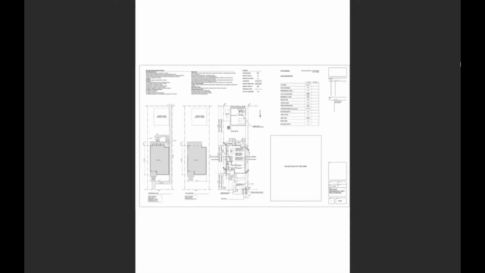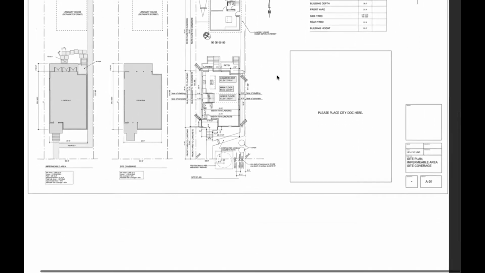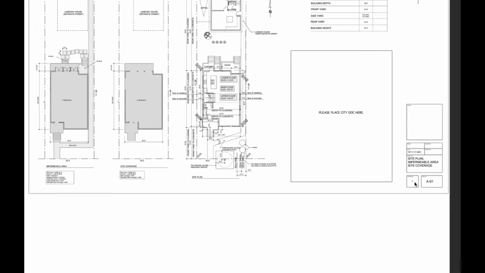So to start, let's take a look at what we're looking at here. Down in the bottom right corner, this tells us that this is our A01, so it's the first page of the architectural drawings. This is the site plan, the impermeable area, and the site coverage. So the plan of where the building is going to go.